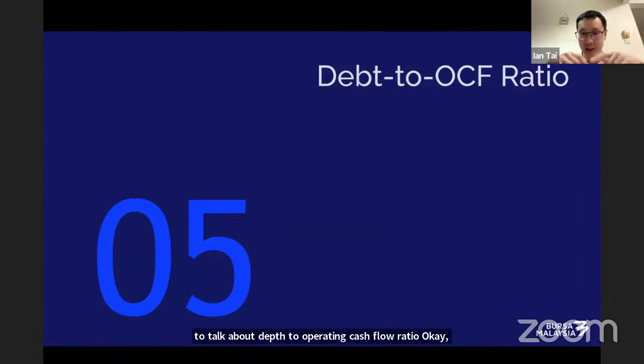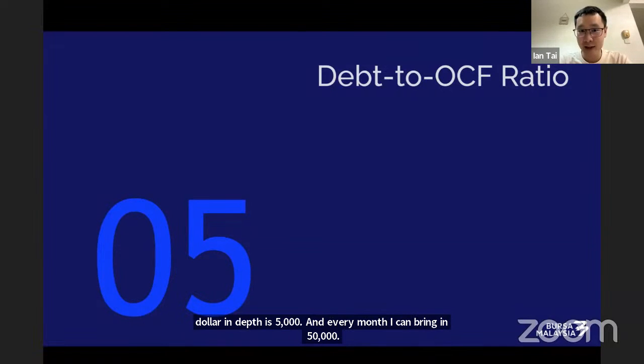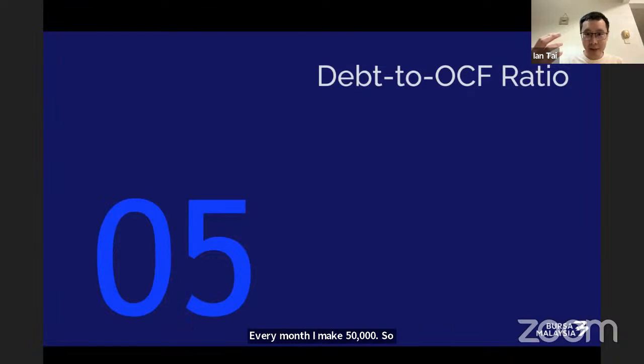Think of it this way. The logic is something like this. Let's say, for example, I have $1 million in debt. Does that mean, wow, you have $1 million in debt? That's a lot, eh? But what if I tell you that my monthly installment for that debt is, let's say, 5,000 ringgit, and every month I can bring in 50,000. So my income is 50,000. My debt installment is 5,000.